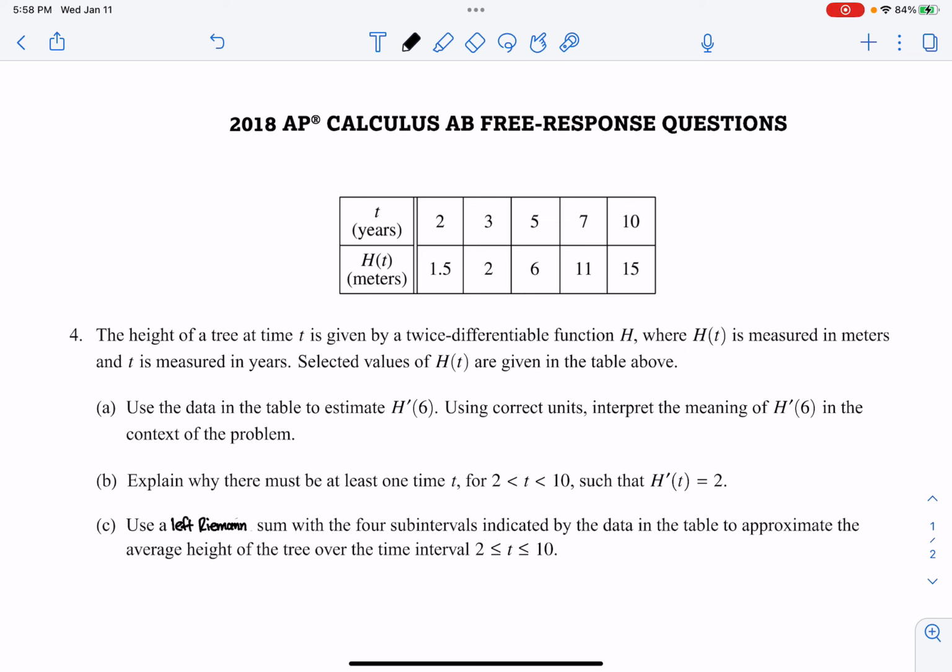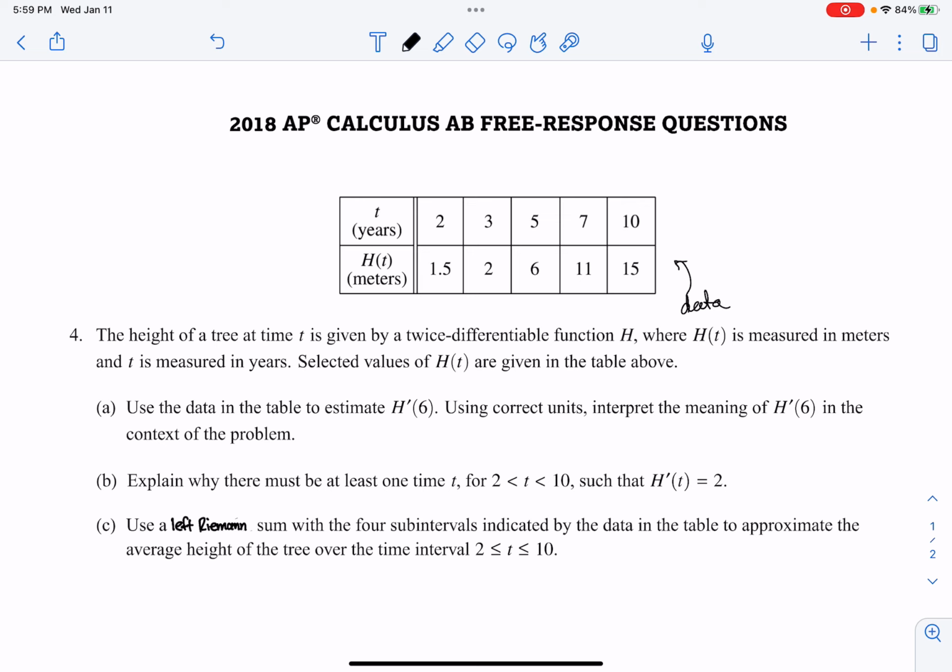So the height of a tree at time t is given by a twice differentiable function h, where h of t is measured in meters and t is measured in years. Selected values of h of t are given in the table above. So they're giving us raw data, and outside of the data, we have no idea what this curve looks like.